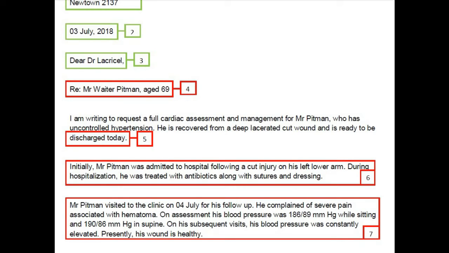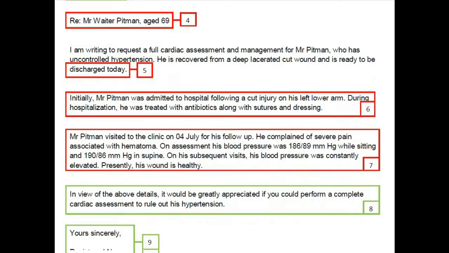Moving to the second paragraph, initially, Mr. Pittman was admitted to hospital following a cut injury on his left lower arm. During hospitalization, he was treated with antibiotics along with sutures and dressing, which is also not up to the standard. The second sentence can be restructured like, his wound was sutured and dressed and was managed with antibiotics.